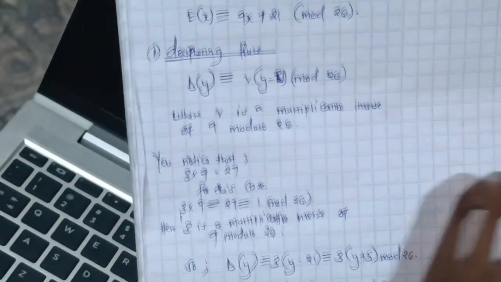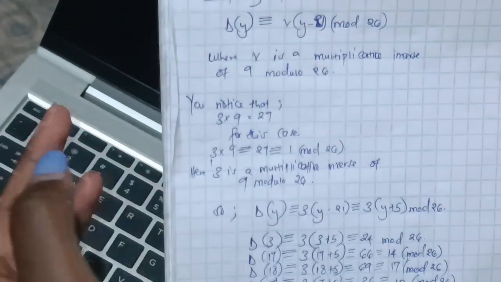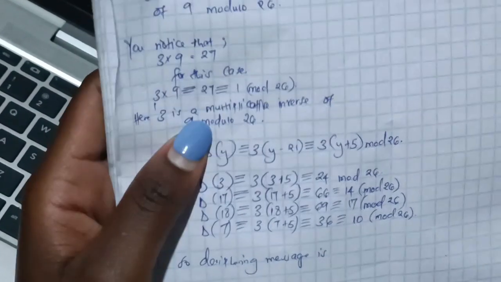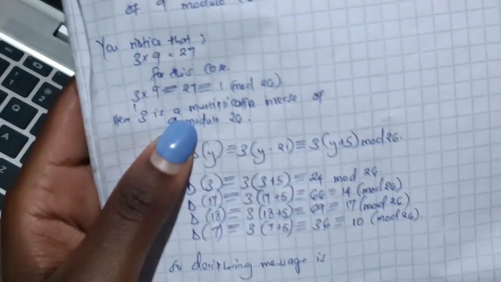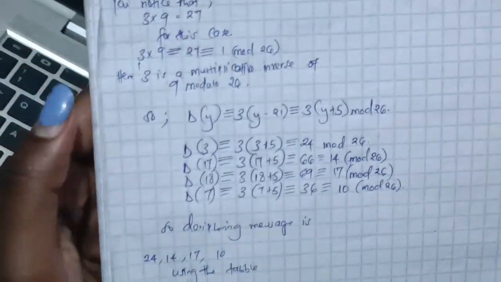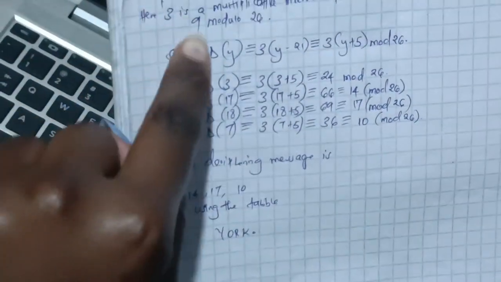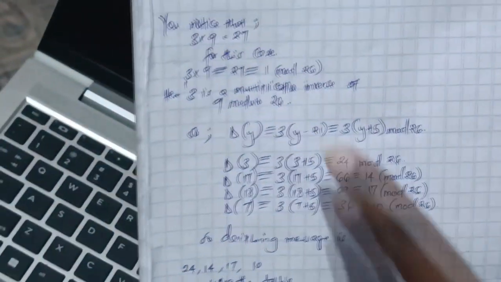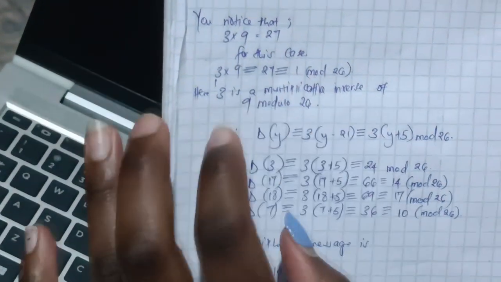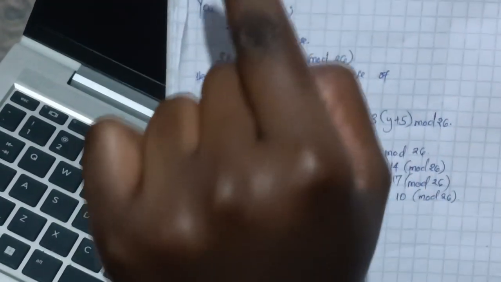So instead of going through Euclid's algorithm, to cut the time, you'll just have 3 multiplied by 9 congruent to 27, which is congruent to 1 modulo 26. So 3 here is a multiplicative inverse of 9 modulo 26, like I've explained. After you've worked out that part, you run the formula.